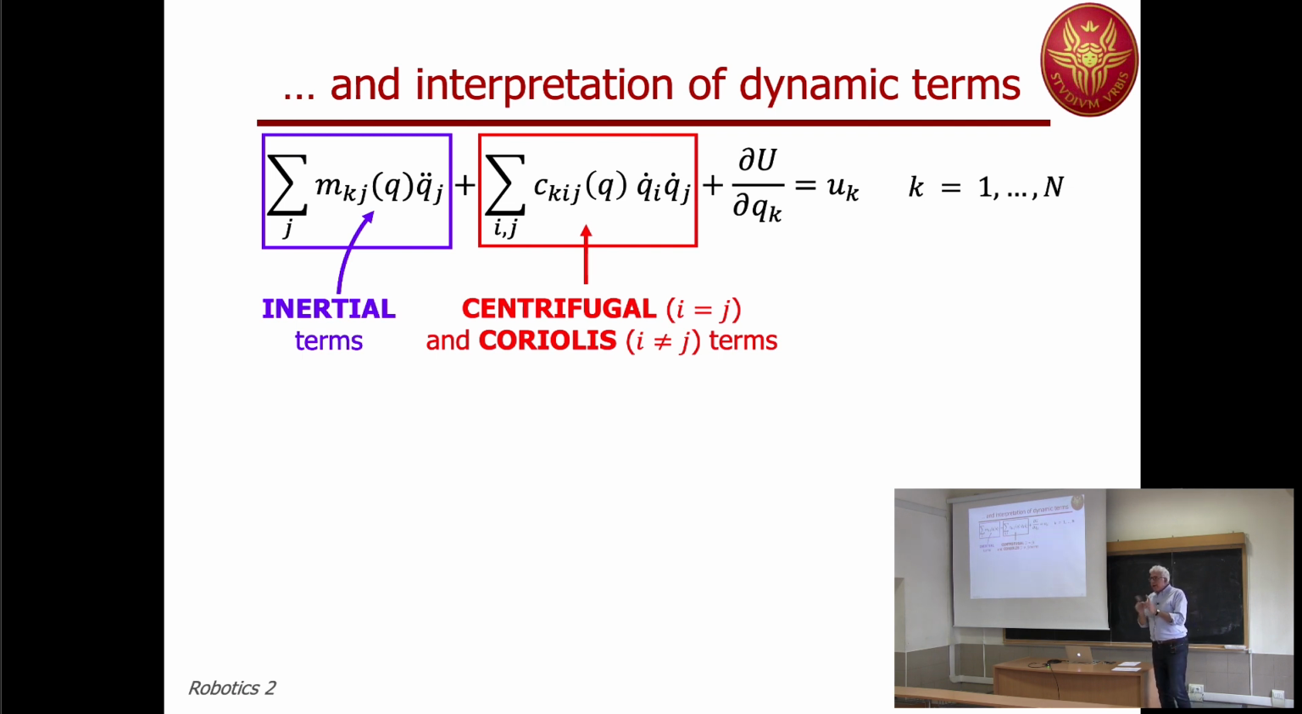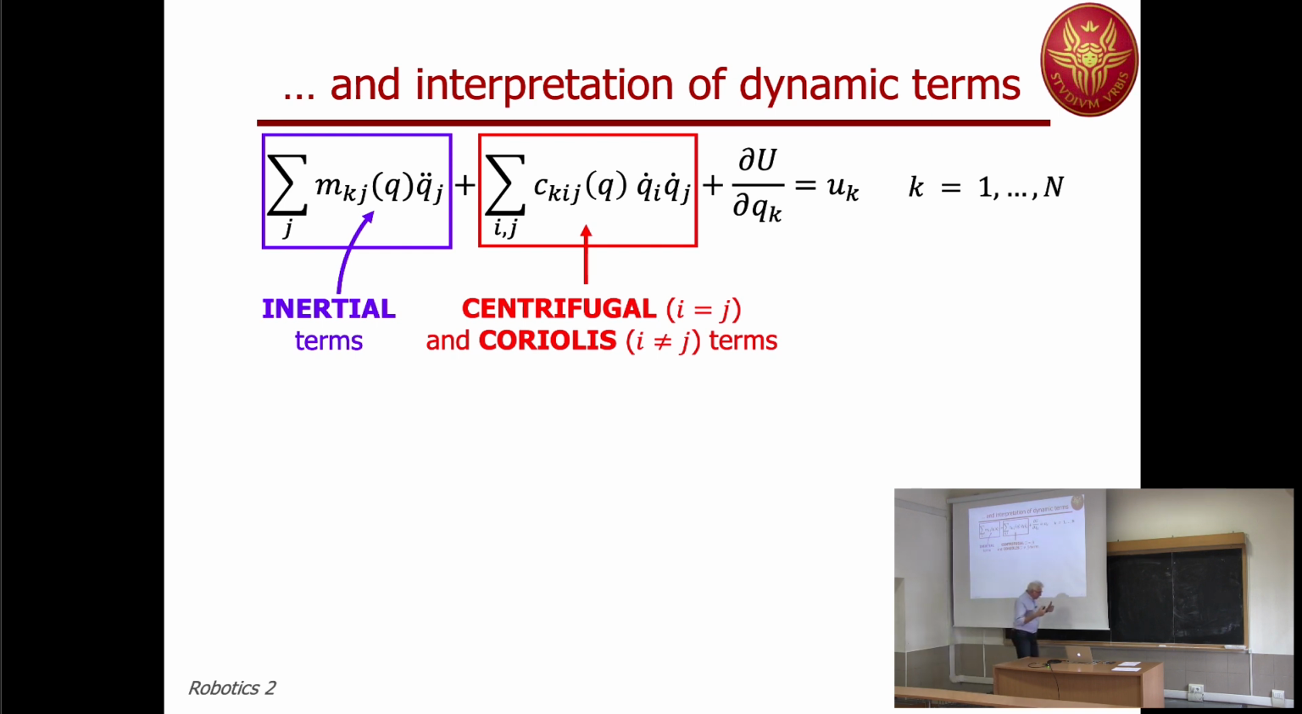Instead, when you have two velocities appearing, so when i is different from j, you have some dynamic terms in the model that depend on this cross velocity. So there are torques that are felt by the different links because two links are moving at the same time.